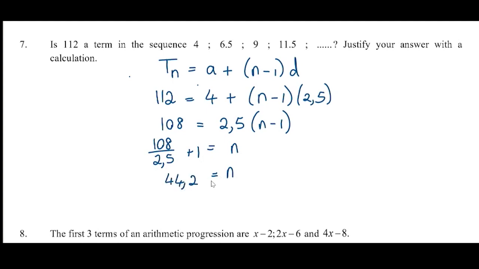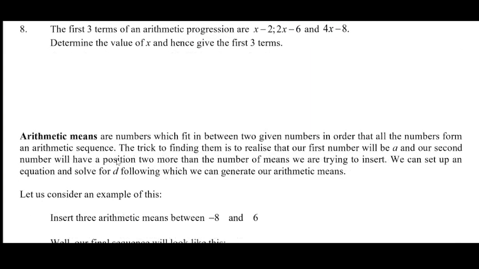Now, if n is 44.2, then the answer to this question is no. 112 is not a term in this sequence. We can't have the 44.2 term. n has to be a natural number, and in this case, n is not a natural number. So therefore, no. Right, let's move to question 8.